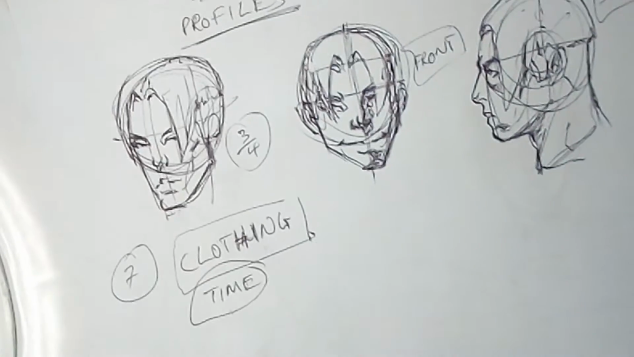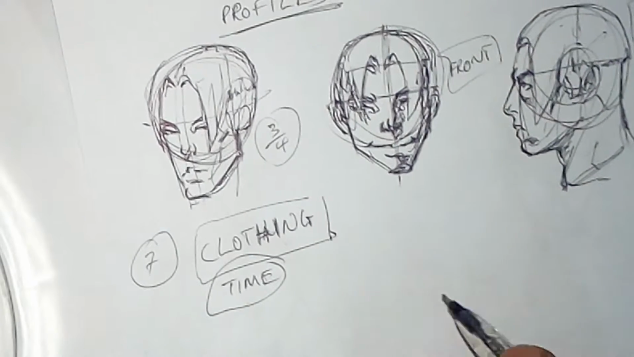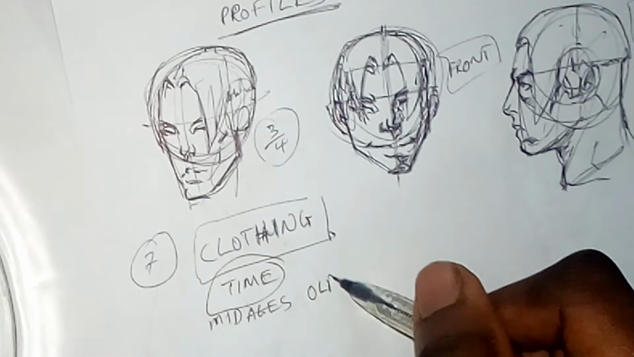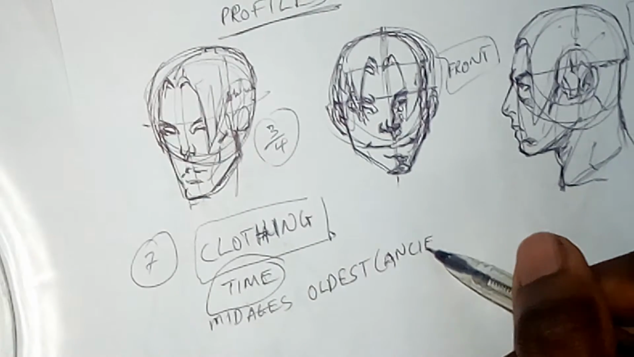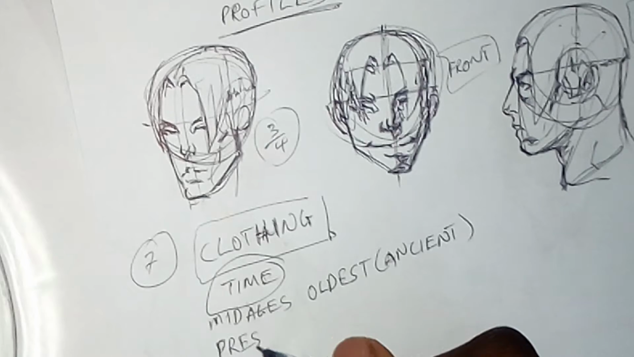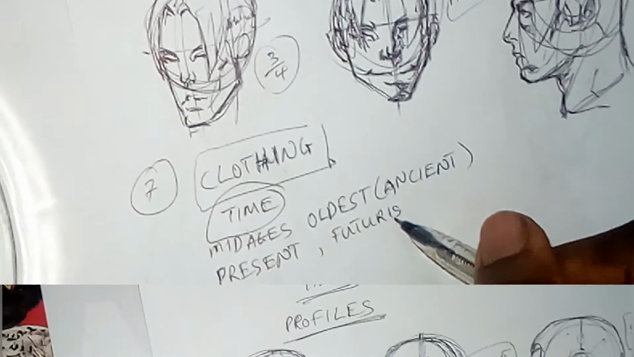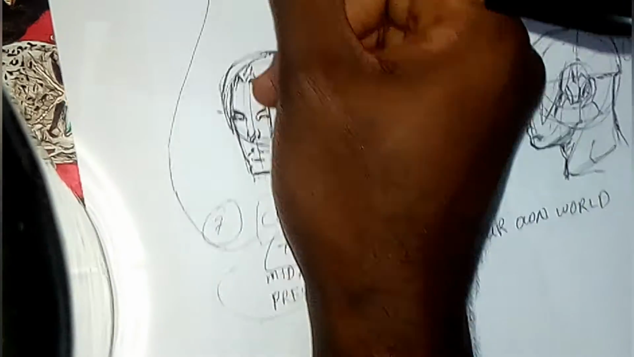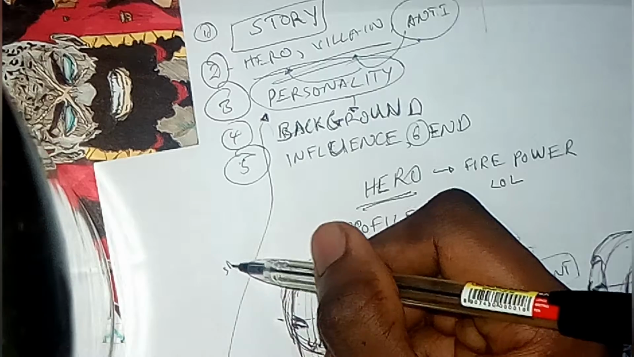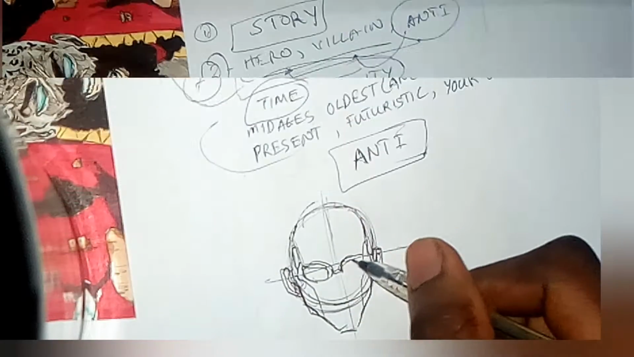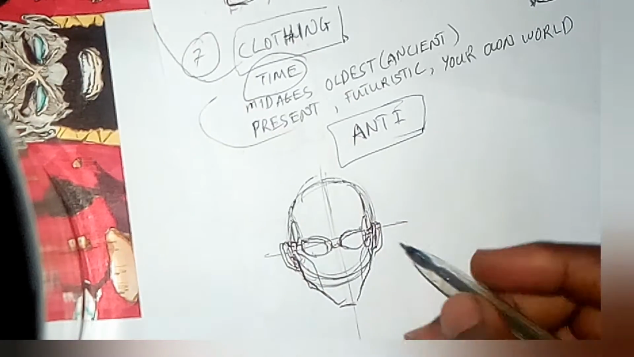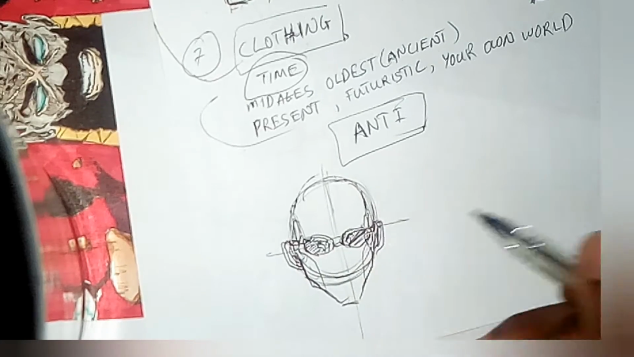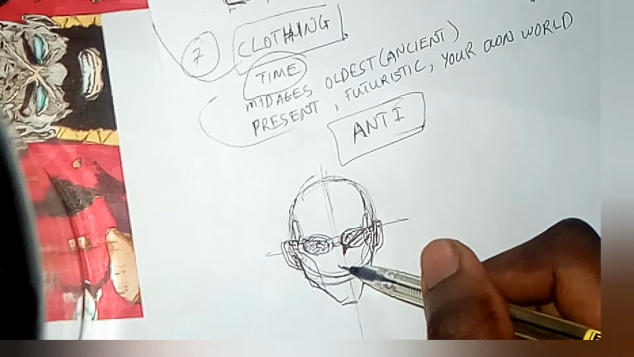Next bit is the clothing, and that has to do with the timeline. It's like the mid days or the mid ages. That's like the 90s, the 80s. Then you have the ancient times. Then you got present and futuristic, or if you just want to have your own world and do a mix, that all links to personality. It does link to personality because you're thinking, how you want to portray the character. But that's the fun bit.